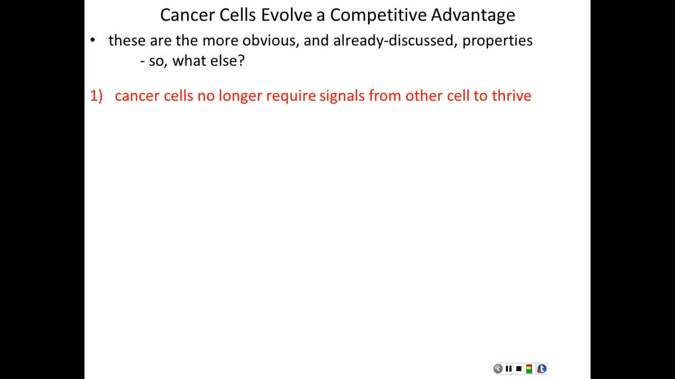Cancer cells are deaf to the larger cellular signals that are passing around in the body. Cancer cells no longer require signals from other cells to thrive. All of the cells in your body that are healthy right now are alive because they're getting signals from other cells saying, we need you. Don't go into apoptosis. Don't kill yourself. We need you. Without those signals, your cells would undergo apoptosis and die.